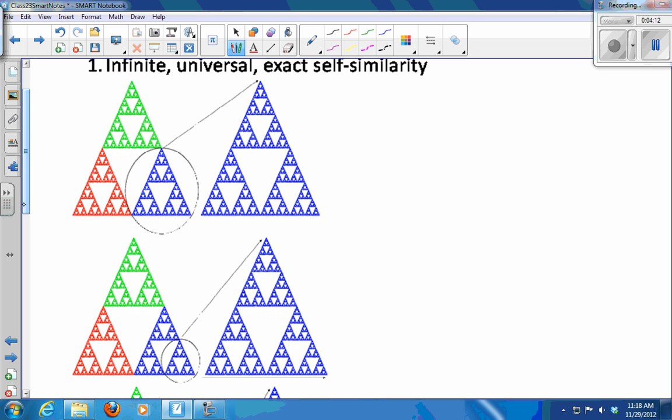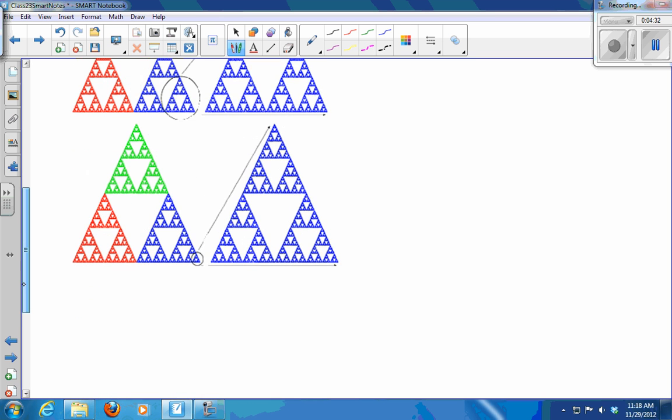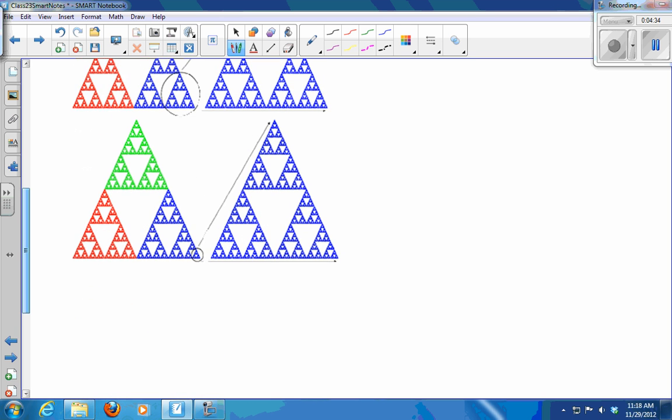So one thing we can know, same as the Koch snowflake, is that it has infinite, universal, and exact self-similarity. So we can zoom in forever on any spot, blow it up, and it'll look just like the original. We can zoom in on this little one, blow it up, looks just like the original. You can zoom in on this little itty bitty piece down here, blow it up, looks just like the original.